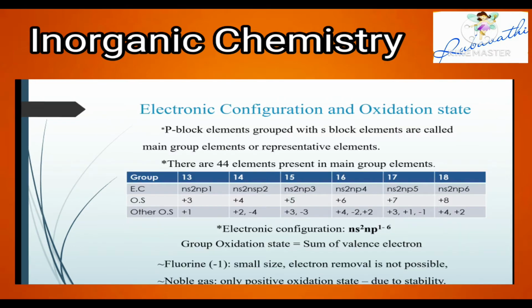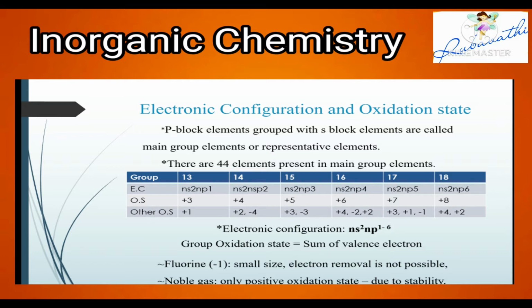Electronic configuration of p block elements. P block elements grouped with s block elements are called main group elements or representative elements. Totally, there are 44 elements in s and p blocks. The general electronic configuration of p block elements is ns2 np1-6, where n represents the principal quantum number.